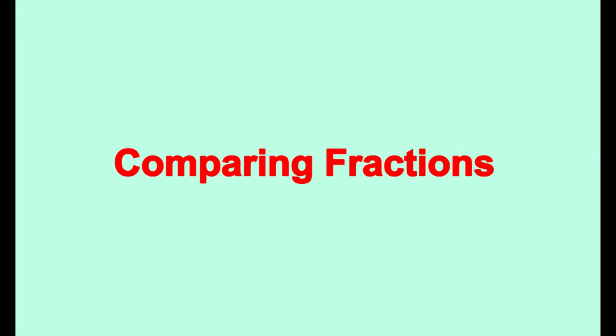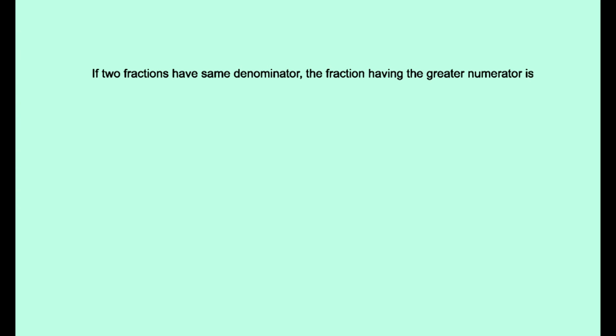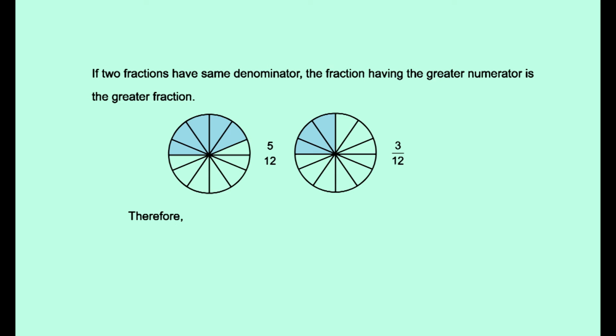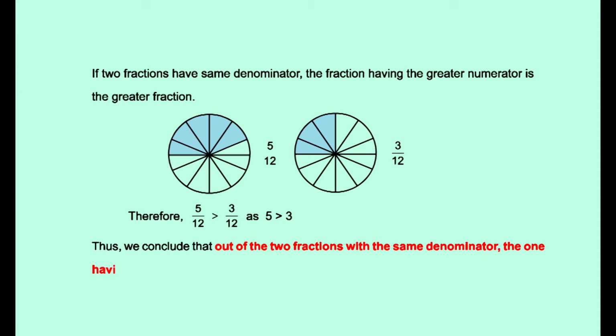Comparing fractions. If two fractions have the same denominator, the fraction having a greater numerator is the greater fraction. 5/12, 3/12. Therefore, 5/12 is greater than 3/12 as 5 is greater than 3. Thus we conclude that out of the two fractions with the same denominator, the one having smaller numerator is smaller than the other.